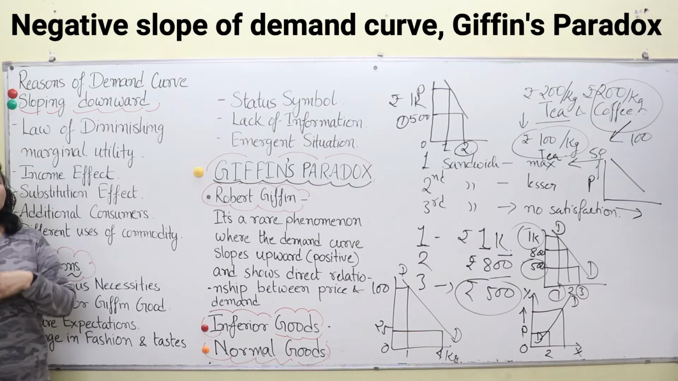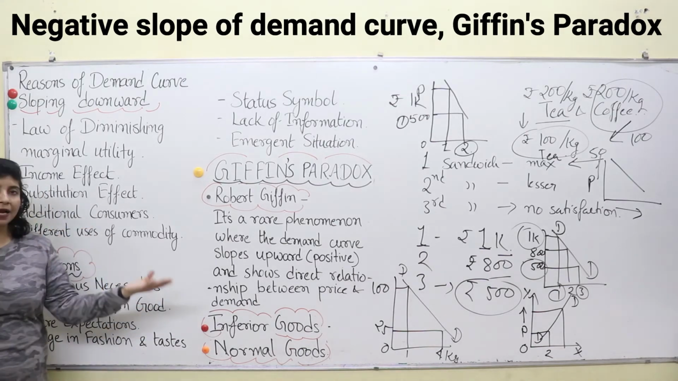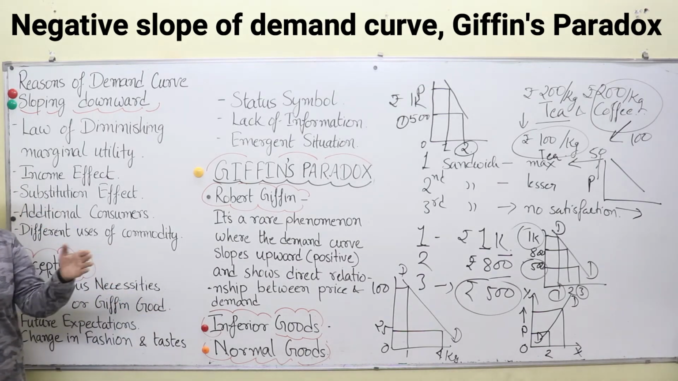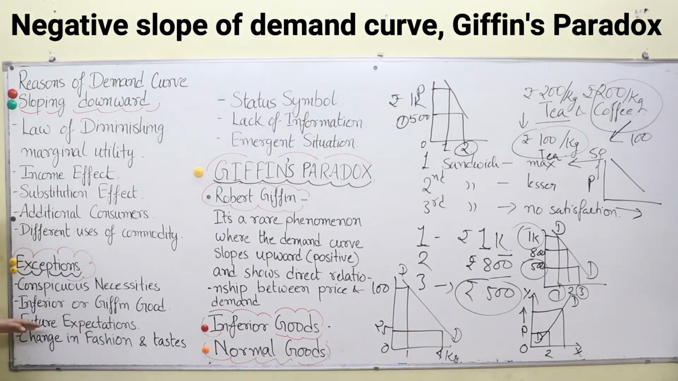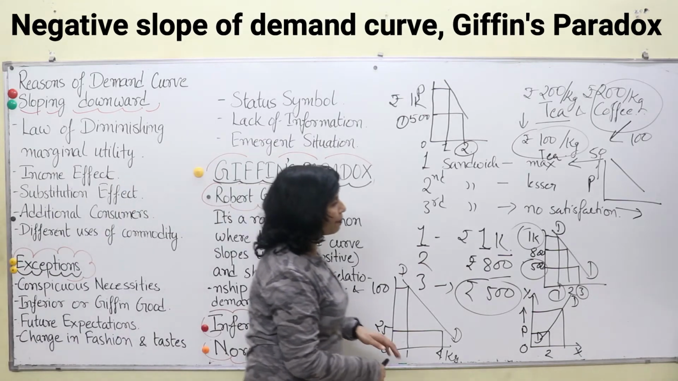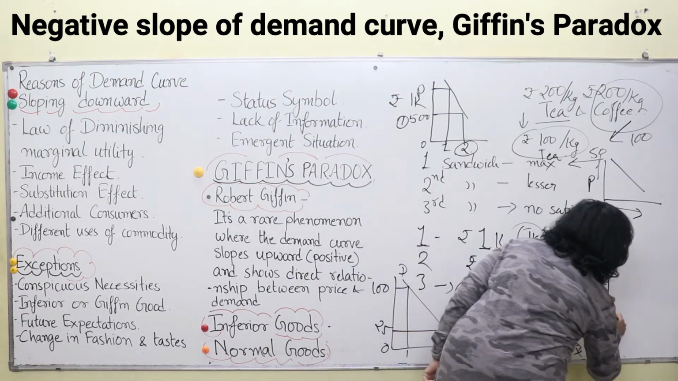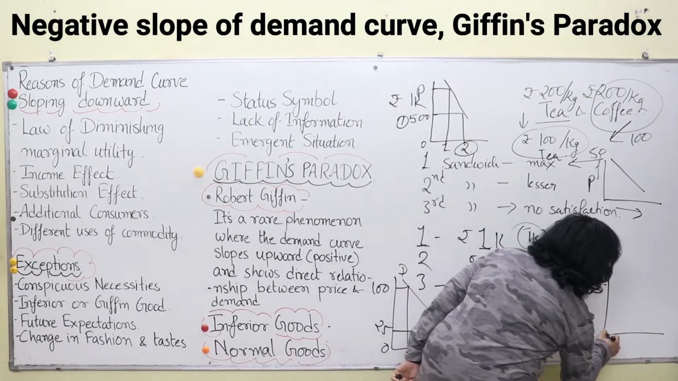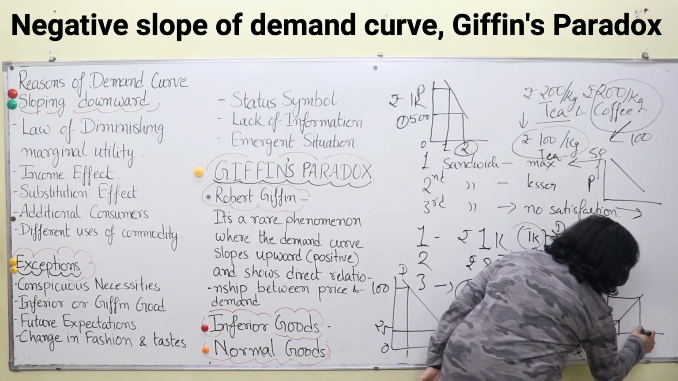If you expect that there will be a war in your nation, then you can purchase those commodities at higher prices. If you expect that you will lose your job, then you may stop your consumption also. In that case also, your demand curve will not operate and you may consume more commodities at higher price or even lesser commodities at lower price. So if you expect there will be war in your nation, then you may purchase more commodities at higher price.